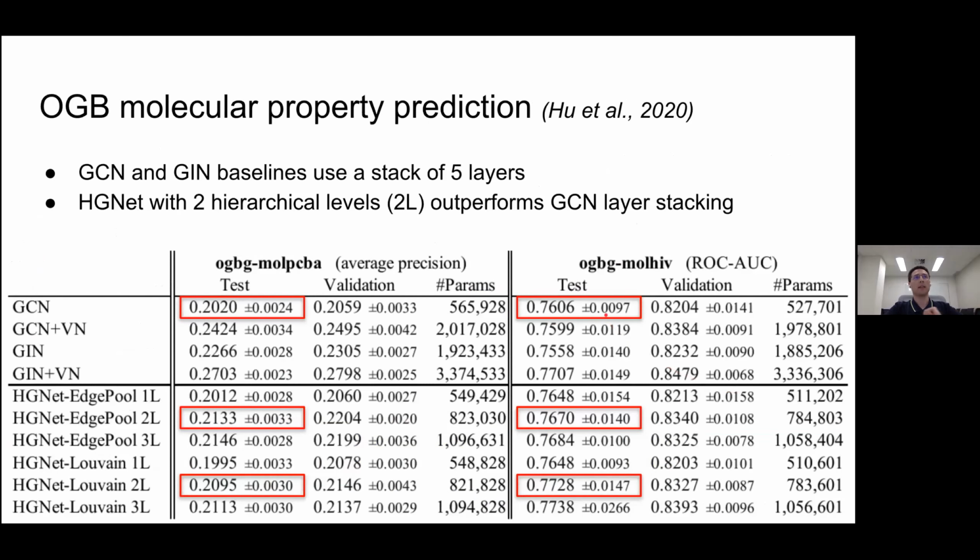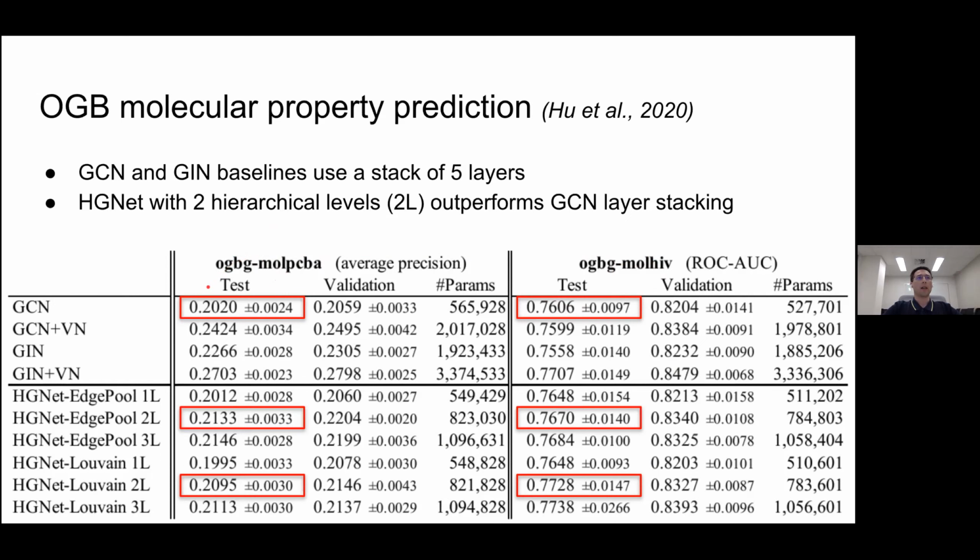Then we also tried larger molecular data sets from the Open Graph Benchmark data set, particularly the MOL-PCBA and MOL-HIV. These are much larger data sets. The previous ones have only like around 500 to 1,000 graphs. These ones, I think MOL-PCBA has close to 500,000 molecules in the data set. So we're finally getting to a little bit larger data sets.